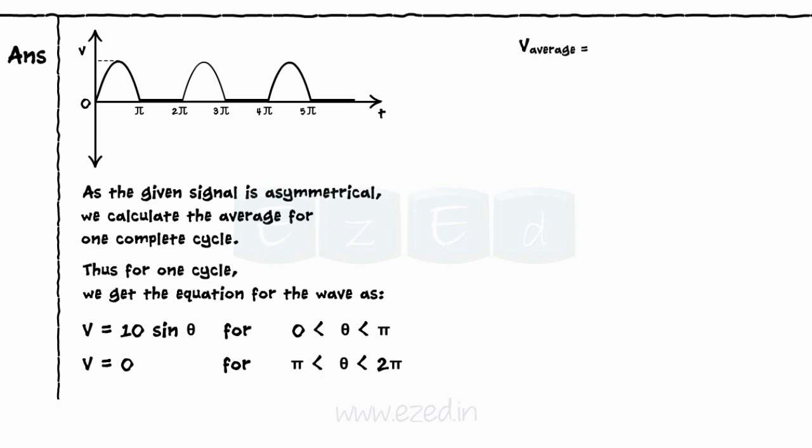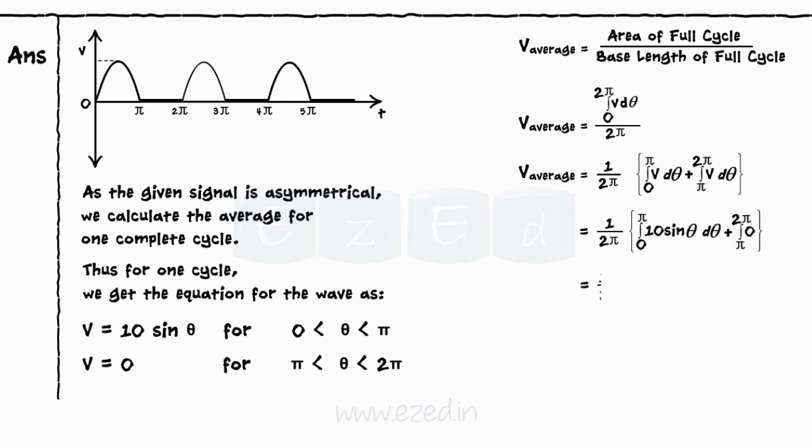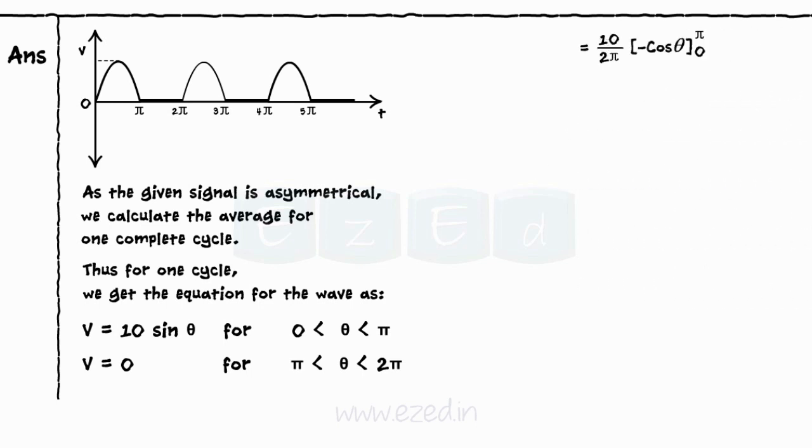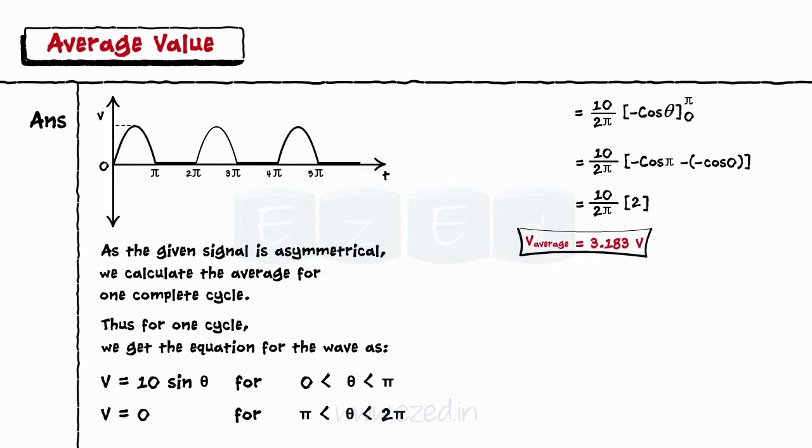Thus the average voltage equals the area of the full cycle upon the base length of the full cycle. The area is calculated by integrating the signal over one complete cycle. Thus we get average voltage equal to 1 upon 2 pi times the integration from 0 to pi of V d theta plus the integration from pi to 2 pi of V d theta. On solving this definite integration, we get the average voltage equal to 3.183 volts.